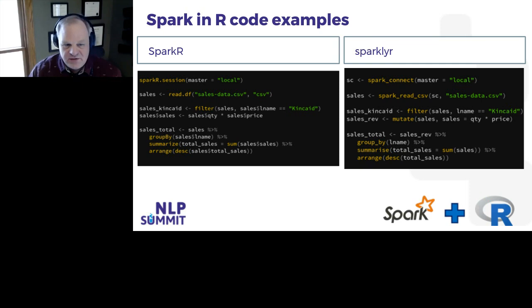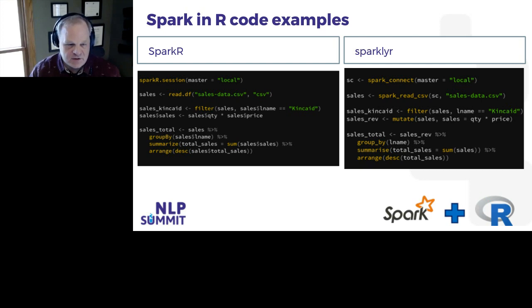The next line creates a new column in the data frame called sales. SparkR does this using syntax similar to base R. And on the right, sparklyr uses the mutate function. So this simply calculates the total price of the sale by multiplying the price and quantity in each row and creating a new column called sales.